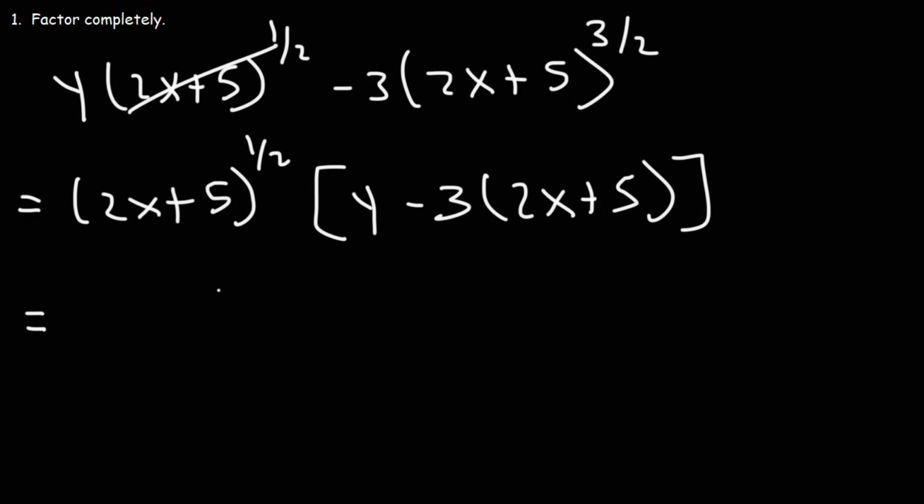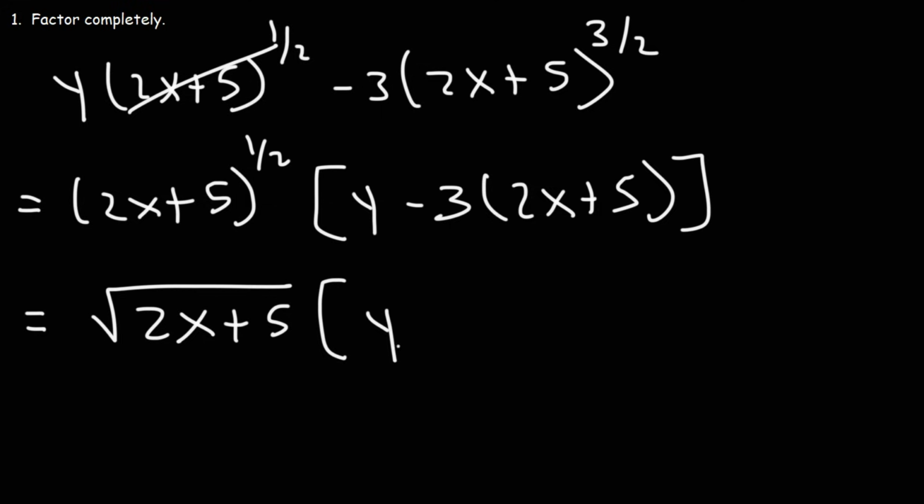Now, when something is raised to the 1/2, it's the same as being inside of a square root. So we can leave this as the square root of 2x plus 5. We can leave it like this, or we could distribute the -3. I'm going to distribute the -3, so it becomes y minus 6x minus 15. So that is the final answer for this problem.